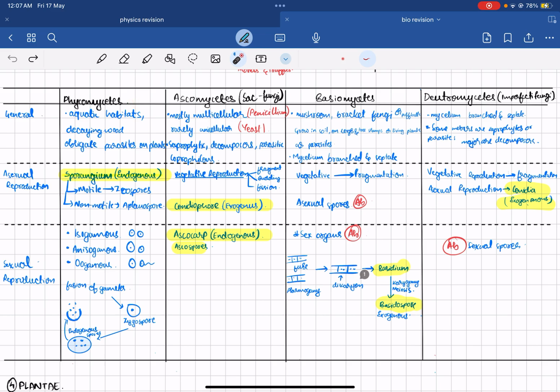In Phycomycetes, sexual reproduction has three types: isogamous, anisogamous, oogamous. In isogamous, both gametes are equal and non-motile. In anisogamous, one is bigger than the other. Generally the bigger one is female and the smaller one is male. In oogamous, there is a larger female gamete and a smaller motile male gamete.